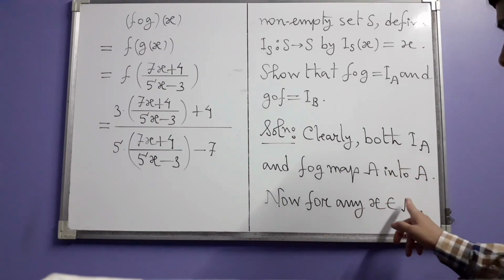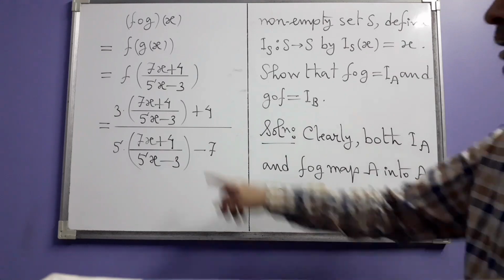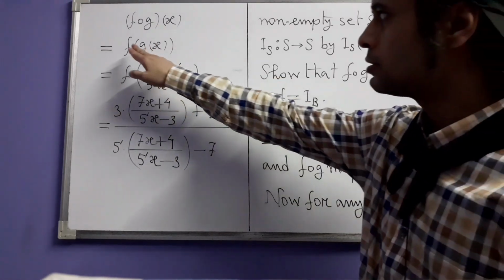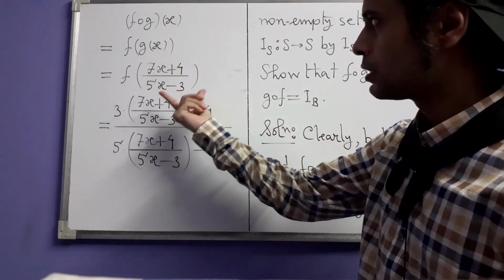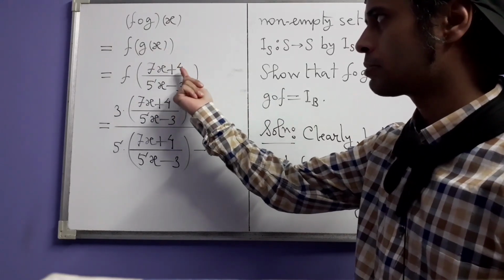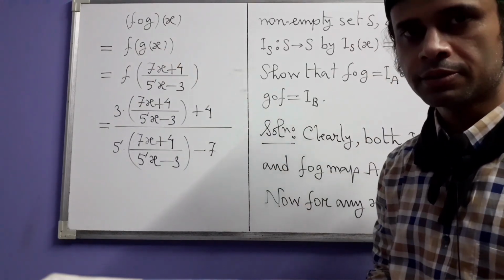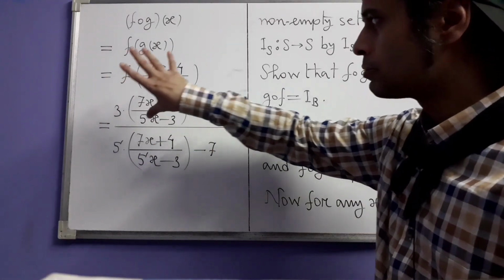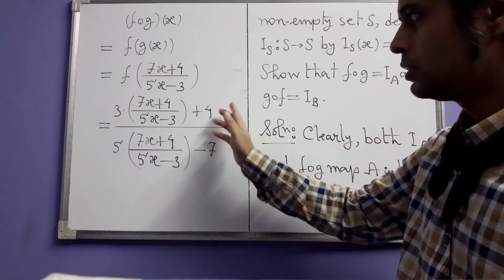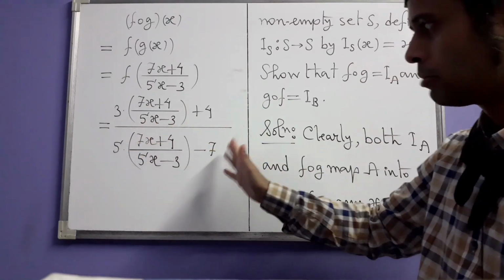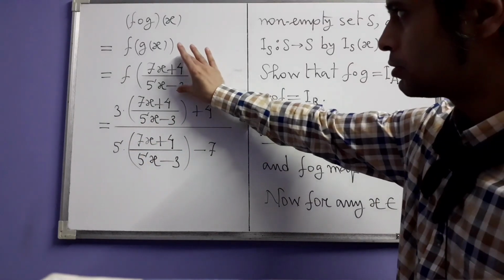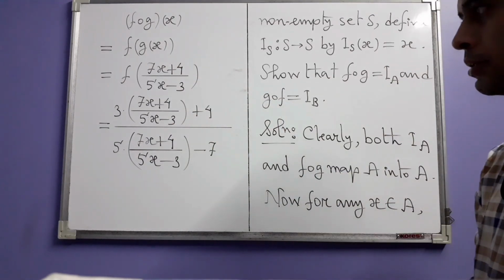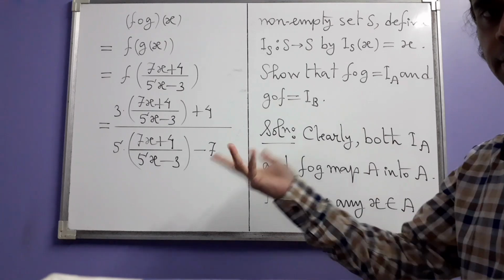Now we take any element x in A and calculate f composition g of x, which by the definition of composition is f of g of x. Now this is what g of x is: 7x plus 4 divided by 5x minus 3. And what is f? F is 3 times the input plus 4 divided by 5 times the input minus 7, because the input itself is this. So this is how things are coming. Now we have to simplify this entire thing.